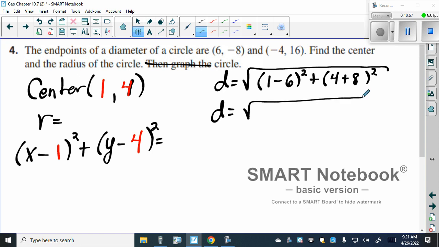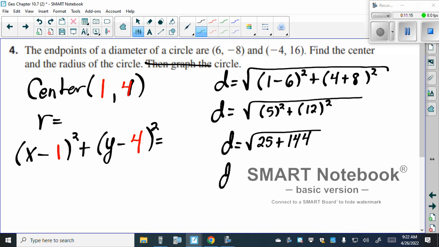1 minus 6 squared would be 5 squared. 4 plus 8 squared would be 12 squared. And I have a feeling you're going to get 13. 5 squared is going to be 25. 12 squared is 144. Which tells us that the distance squared would be 169, which is indeed 13. Yes?